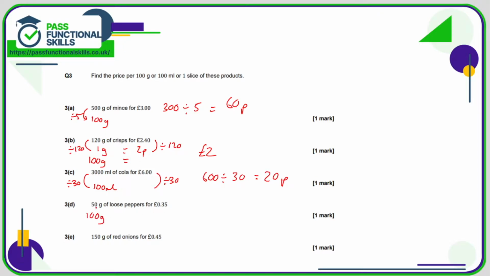50 grams of loose peppers is 35p, so this one's a bit easier. 100 grams is simply double the amount, so it's going to cost double the price. 35 pence times 2 is 70 pence, or £0.70 if we're writing it in the same format that they did, but I wouldn't stress about that too much.